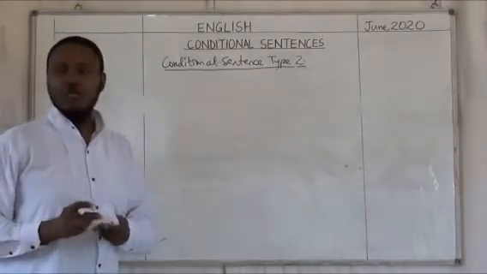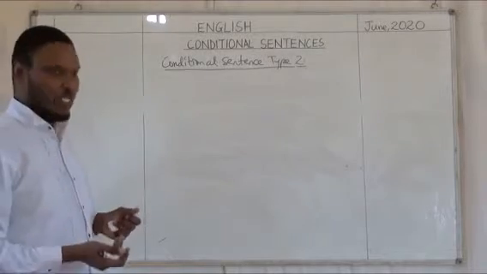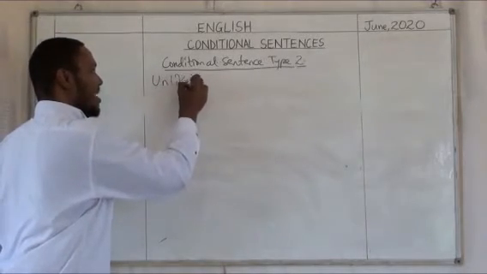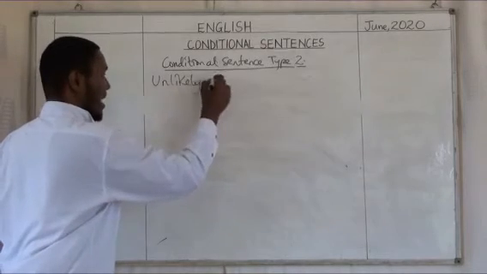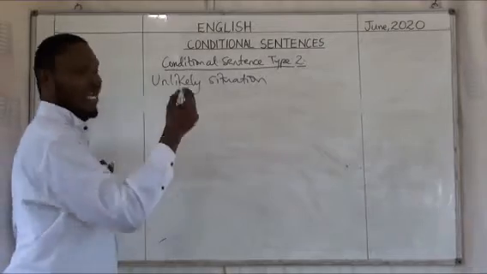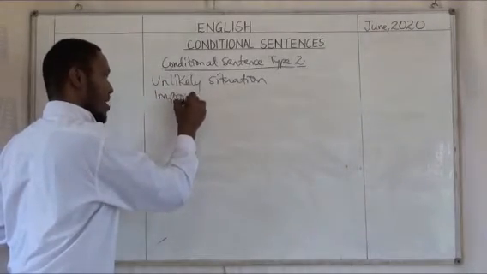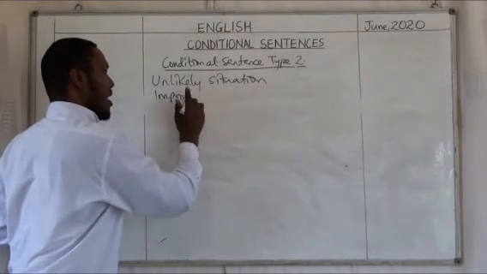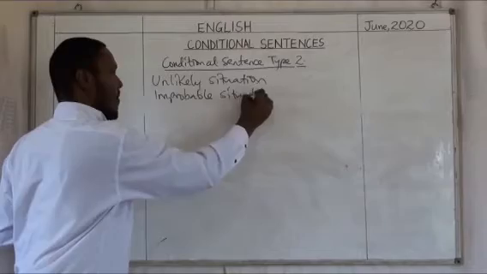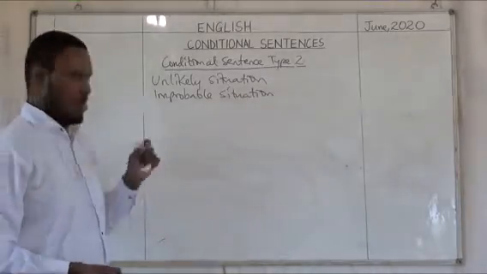Type 2 is used to show an unlikely situation. An unlikely situation is a situation that is not likely to happen, or an improbable situation. Okay? And how do we form conditional sentence type 2?